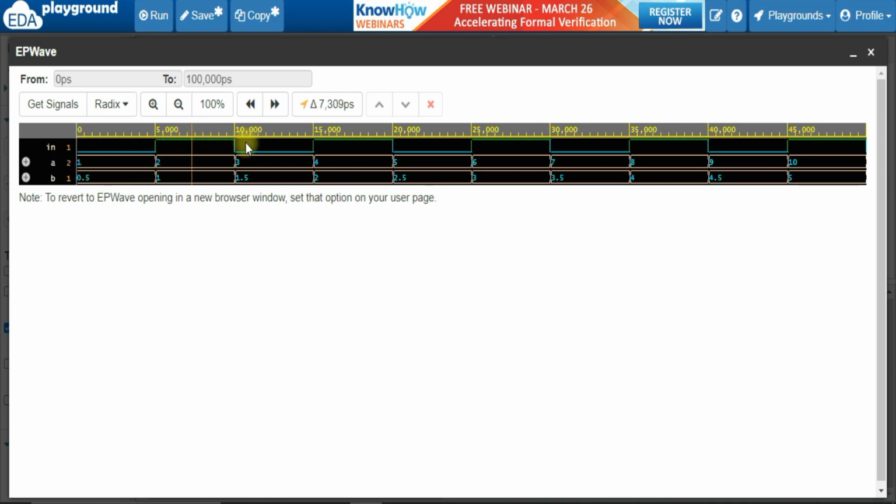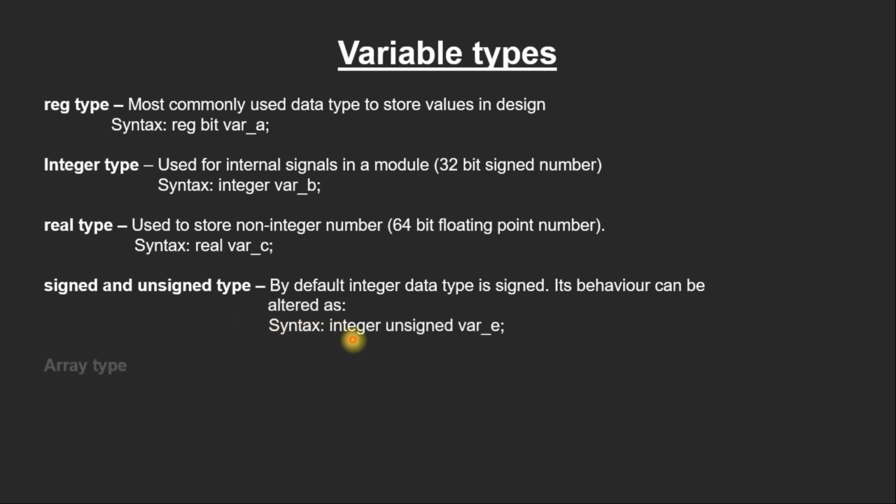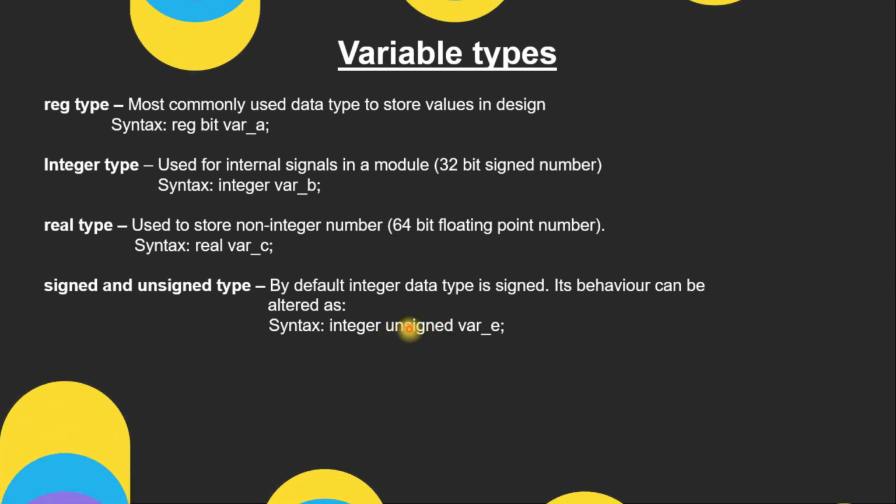Then finally, we move on to signed and unsigned variables. It was introduced in the 2001 standard of Verilog. We know a variable can be assigned negative numbers, but let's take an example of the integer type variable, which is a signed number. We can alter its behavior by using the unsigned keyword. Let's just see the code and the working, and we will understand the same.